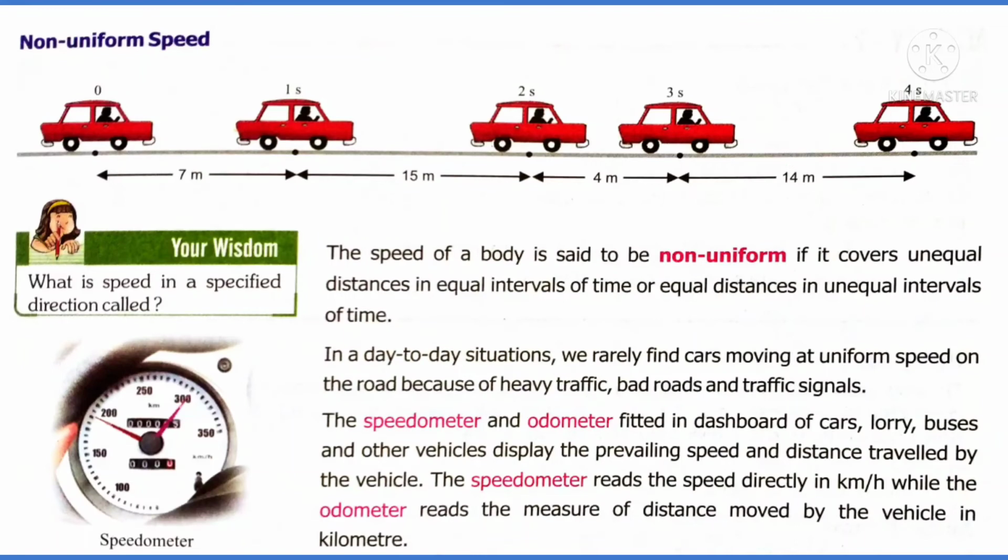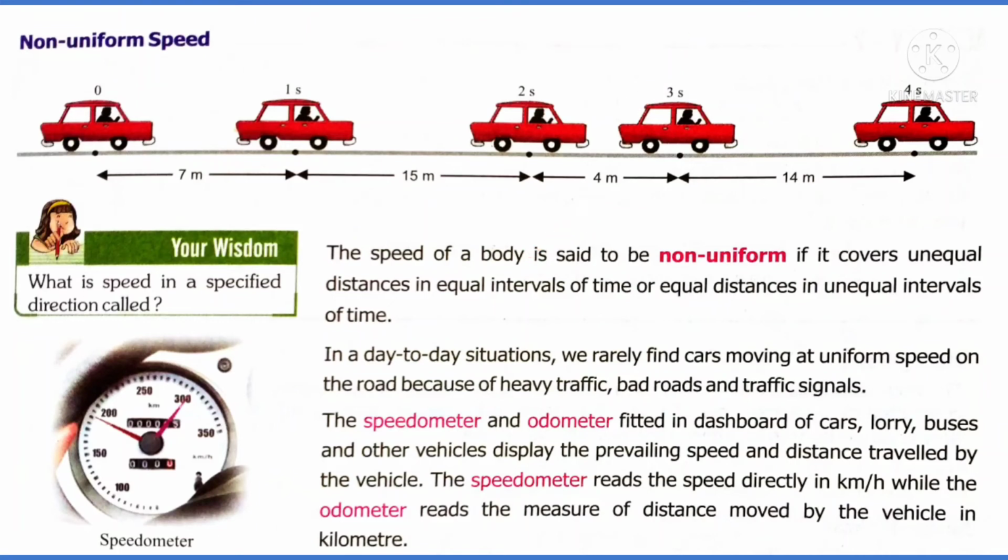Whereas non-uniform speed means the body, or any object, covers unequal distance in equal intervals of time. Look at this image. This vehicle is moving, and in the first second it is covering a 7-meter distance. In the next 1 second, it is covering a 15-meter distance. And in the next 1 second, it is covering only a 4-meter distance.